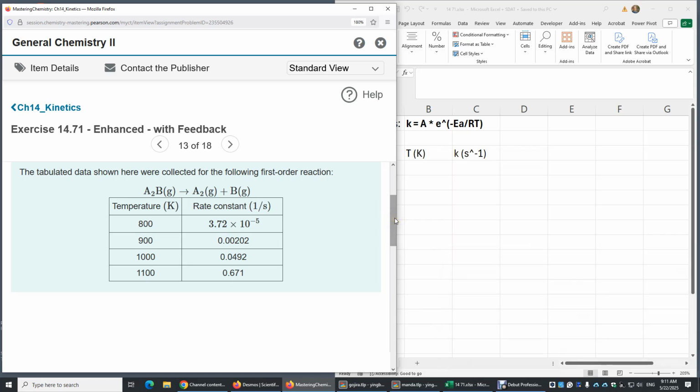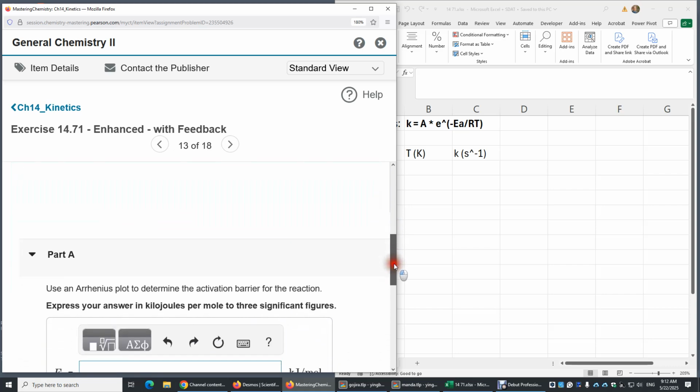Chapter 14, Kinetics, Exercise 14.71. The tabulated data shown here were collected for the following first-order reaction from A to B to A2 and B. The temperature and the corresponding rate constant are listed in this table. As the temperature increases, the rate constant increases as well, as expected.